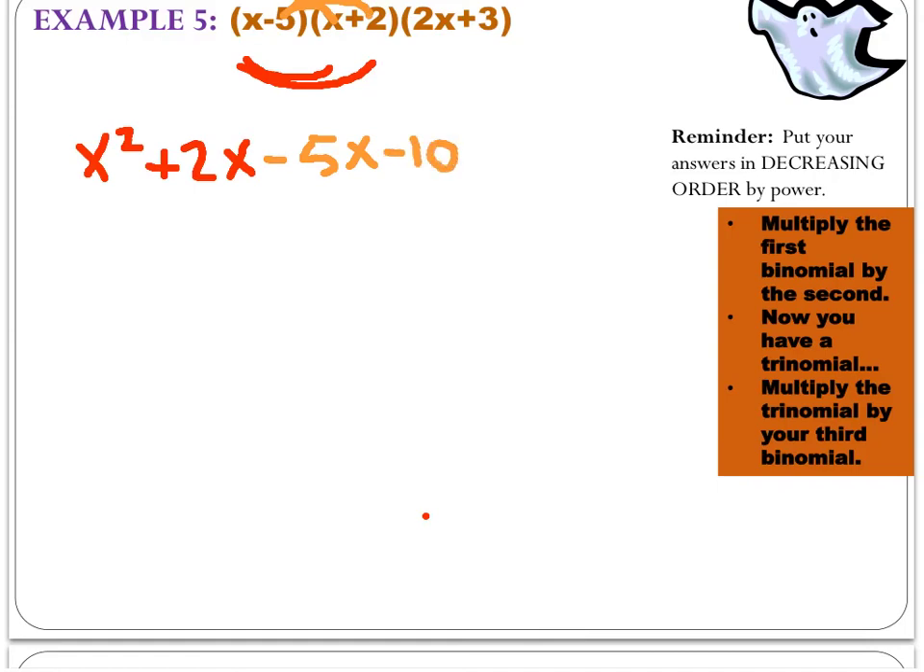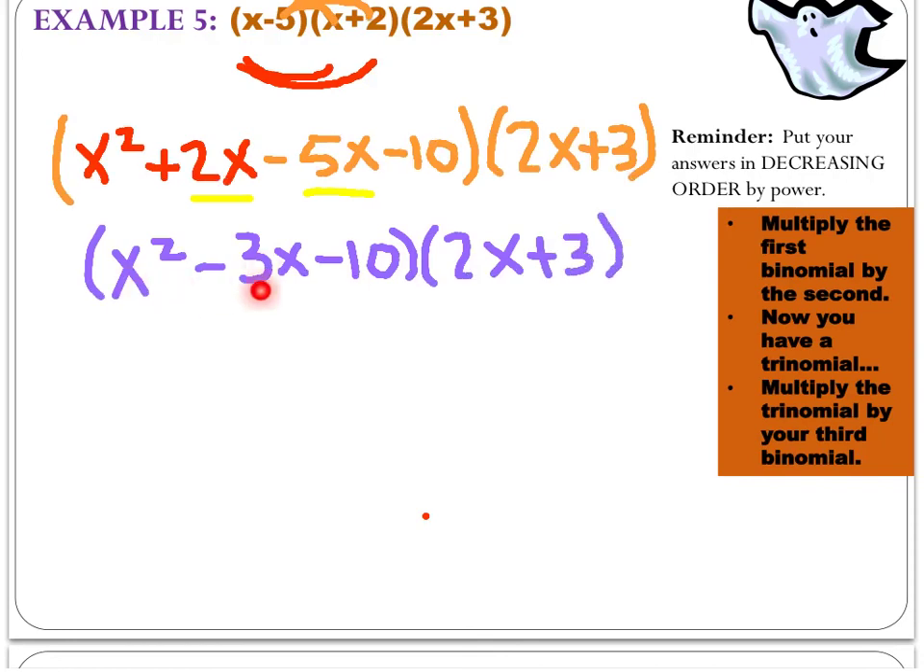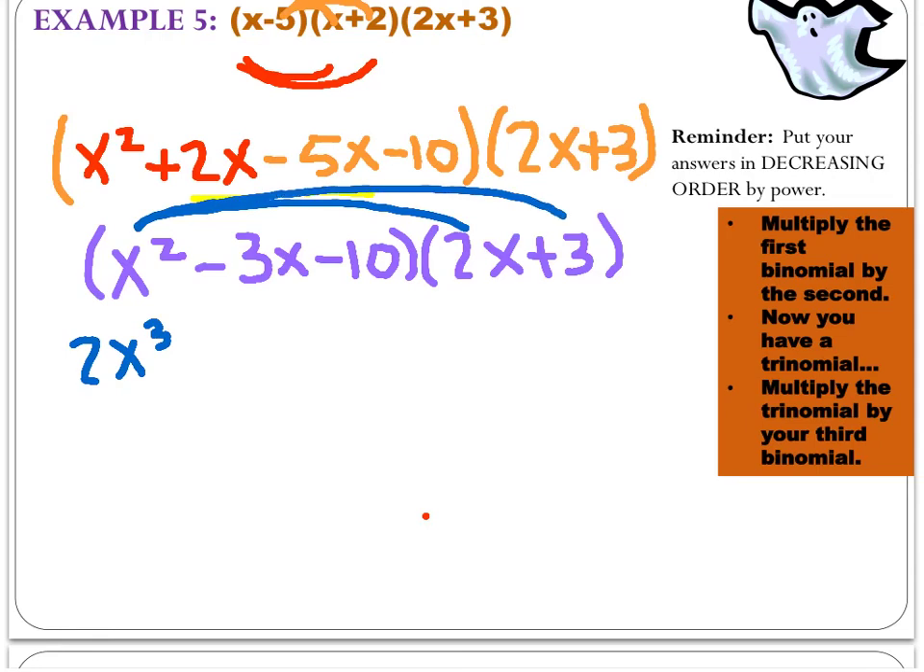Now, before I move on, I'm going to simplify, but I'm going to go ahead and write the rest of my problem so I don't forget. So simplifying these guys need to come together. So I get x squared minus 3x minus 10 times 2x plus 3. Alright, so now I have a trinomial times a binomial, and I do it just the way I have been doing it. So, x squared times 2x gives me 2x cubed, x squared times 3.